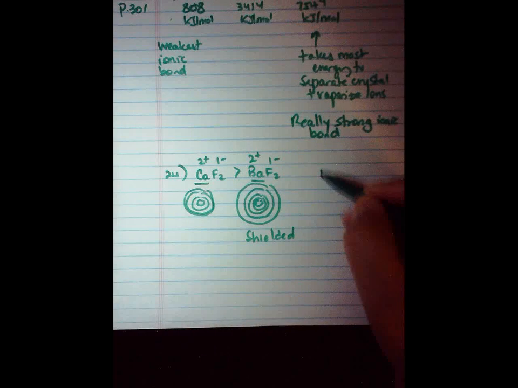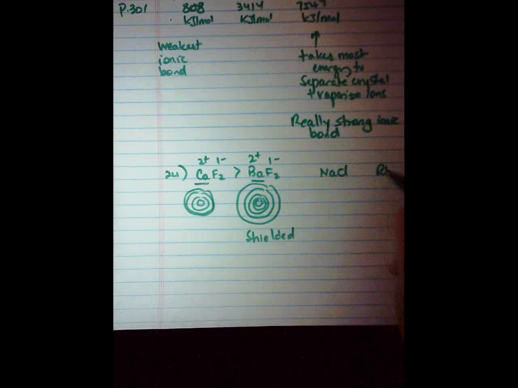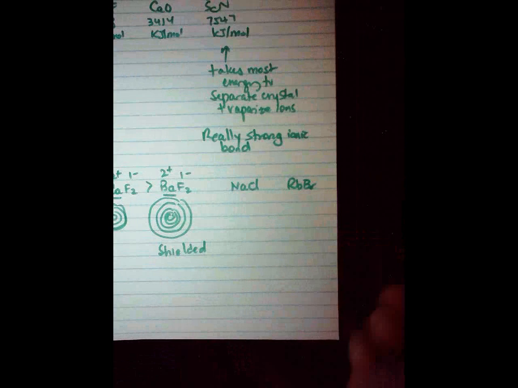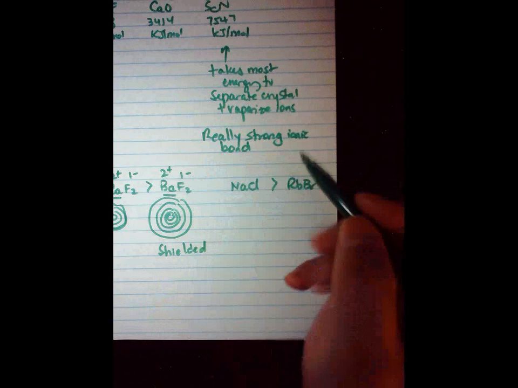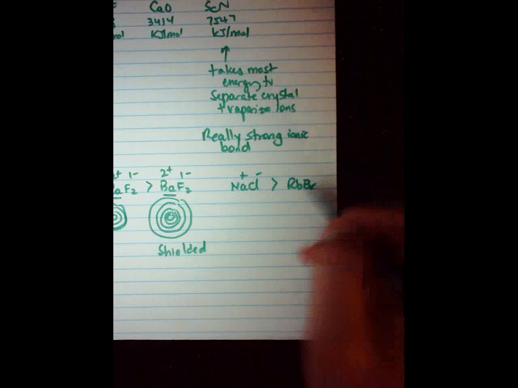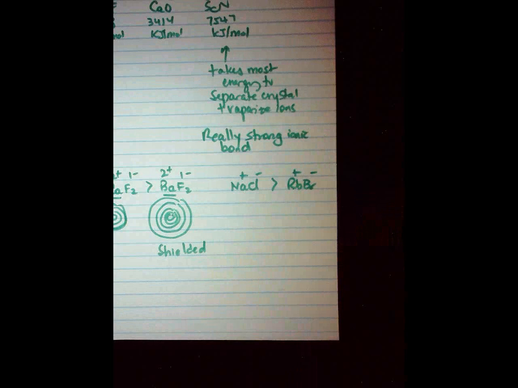How about sodium chloride versus rubidium bromide? All right. I think it's safe to say the first thing you should do is write the charges on these things and see if the charge is what is causing that lattice energy difference. So what's the charge on sodium and chlorine? +1, -1. What about rubidium and bromine? +1, -1. All right, so charge is not the key player here, right? Charge differences are not the key player. So if charge is not the key player here, then what is? Radius.